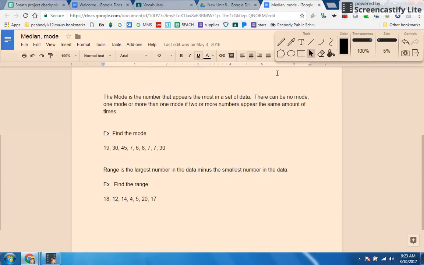Okay, so the next thing is the mode. The mode is the number that appears the most. So I remember mode and most because they have the same amount of letters and they kind of almost sound similar. So mode and most.